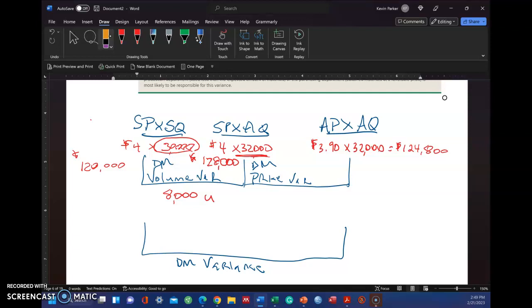And the difference for the price variance is favorable, right? It was $3.90. That's what we actually paid for it. We budgeted $4.00. So we're 10 cents better, right? So 10 cents times 32,000 is 3,200, or 128,000 minus 124.8 will also give you 3,200. And it's favorable, right? It's cheaper, 10 cents.